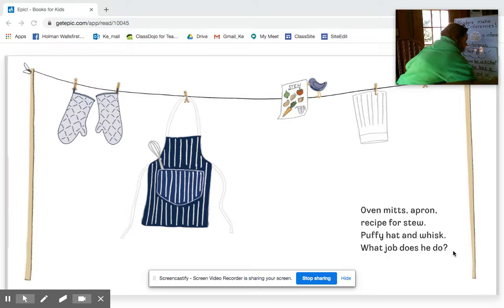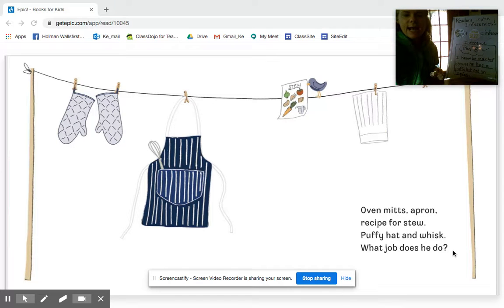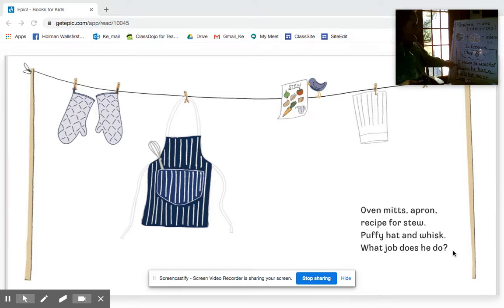And I'm going to move my period because I don't want to put all my words together. Okay, so my writing says, I know he is a chef because he has a puffy hat and an apron. So those really helped me come up with that inference. Okay? All right, so what we're going to do now is we're going to try another one together.